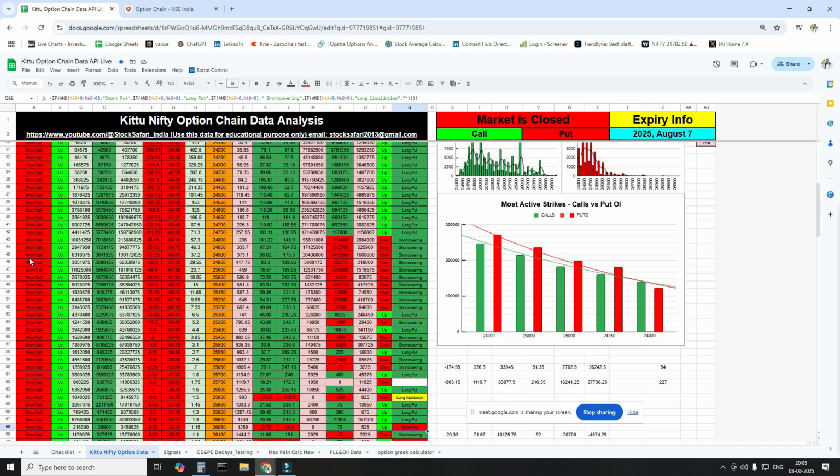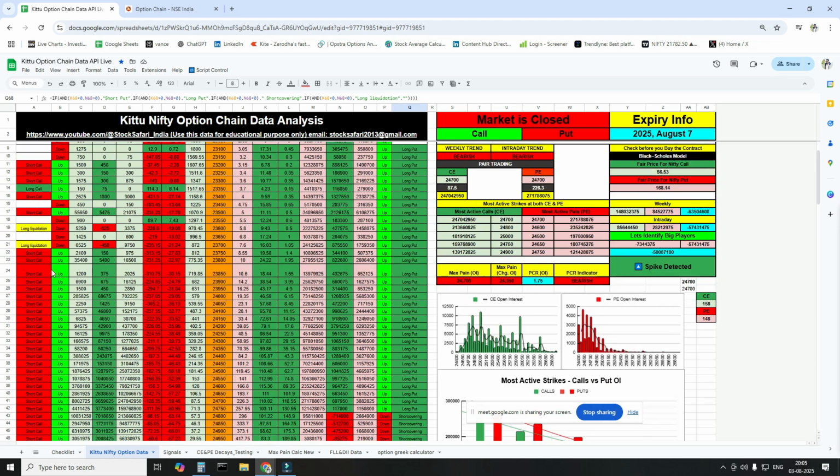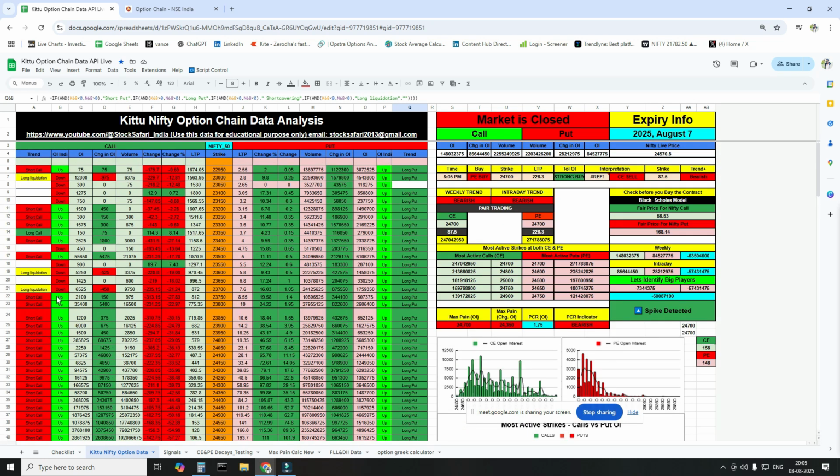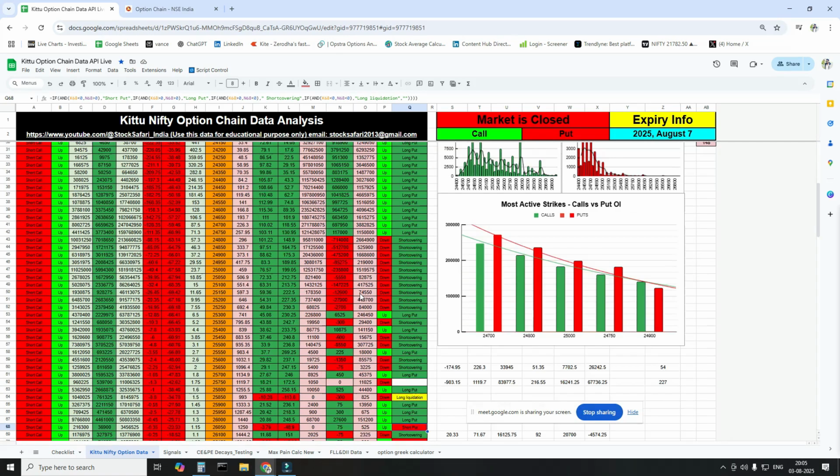So we can discuss short build up on this side also. If you can see, the open interest is increasing but the price is decreasing, so they are expecting some bearish segment. Now short covering: if the price is increasing and open interest is decreasing, that means short covering. The option sellers are covering their positions.